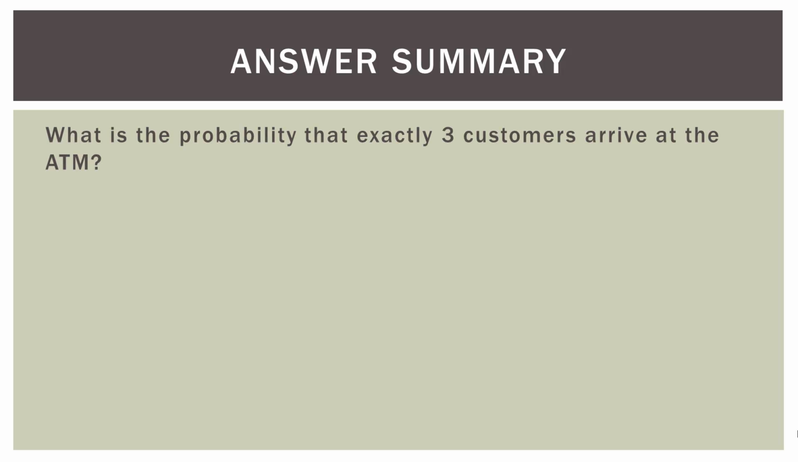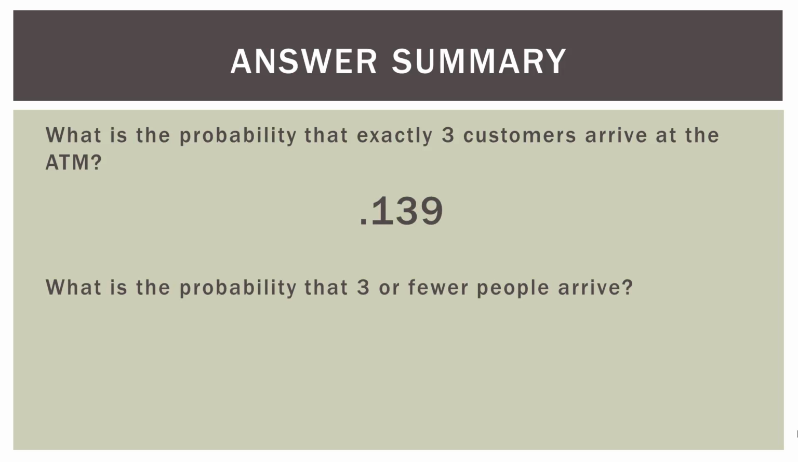So, answer summary. What's the probability of exactly 3 customers arriving at the ATM during any 10-minute interval? 0.139. What's the probability that 3 or fewer people arrive? That's the cumulative distribution from 0 to 3. And that is 0.921. So let's go ahead and look at our next question.